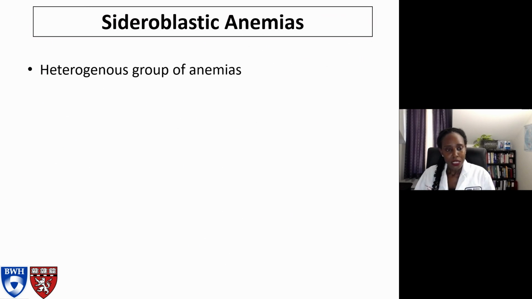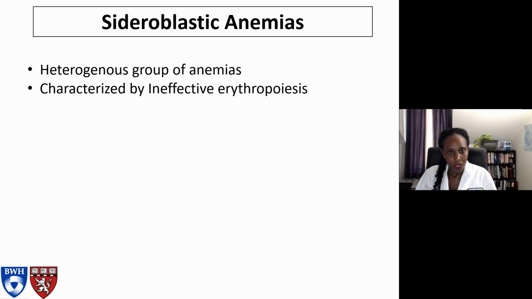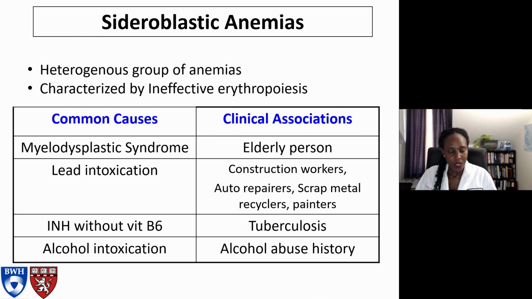So sideroblastic anemias are a heterogeneous group of anemias. They are not common. They are characterized by ineffective erythropoiesis. Now, the most common cause is myelodysplasia, so this would be an elderly person. Lead toxicity can also cause sideroblastic anemia, as can the use of isoniazid without B6 repletion. So this would typically be a patient with tuberculosis, and alcohol intoxication.